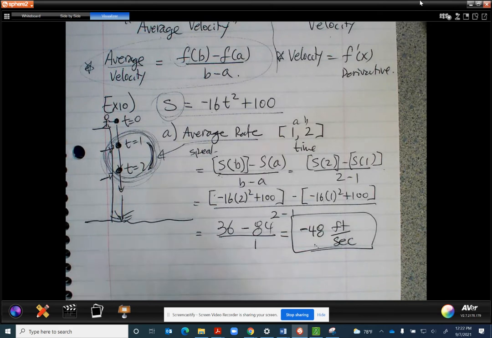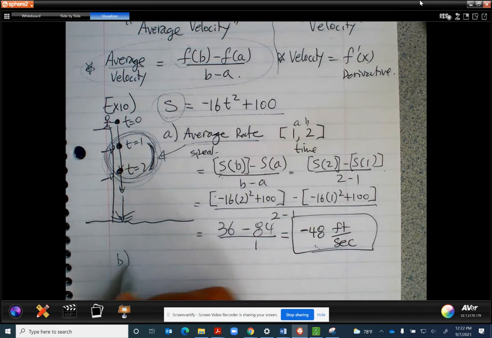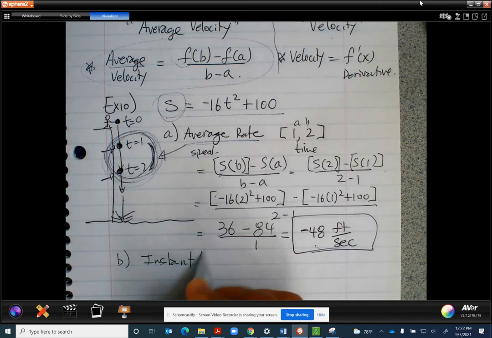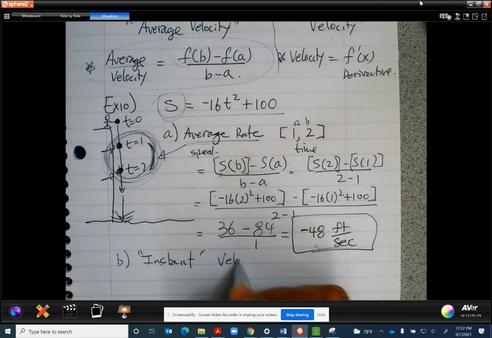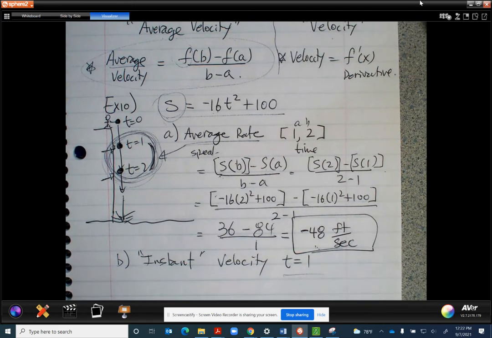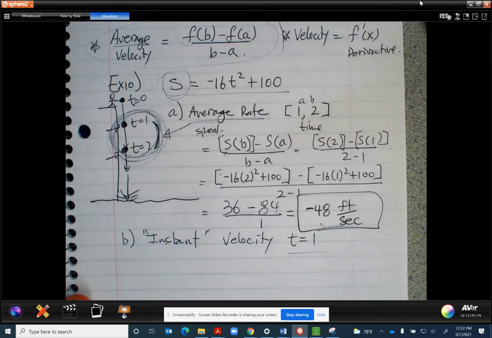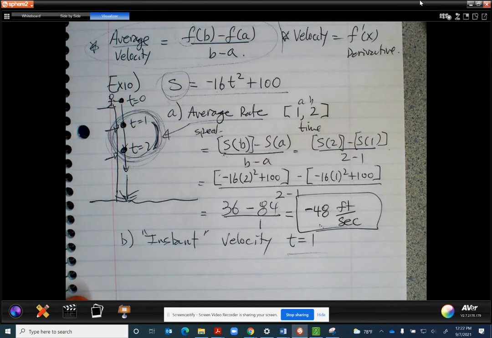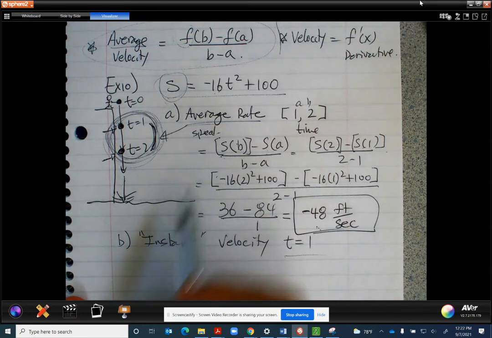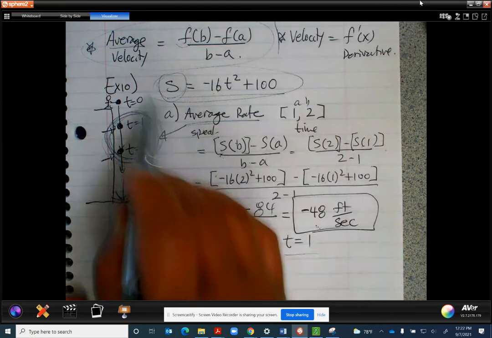Right? So, part B, I want to know the instant velocity at t is equal to 1 second. I want to know the instant velocity at time equal to 1 second. How do I do that? For instantaneous, what formula do I use? Derivative. So what's my derivative? How do I find the derivative of this?